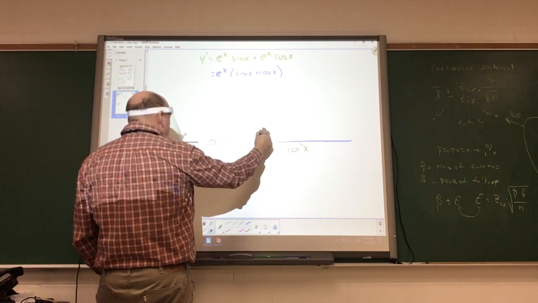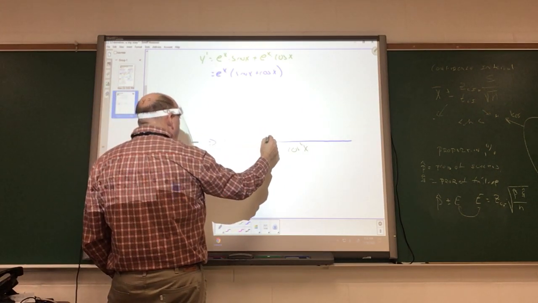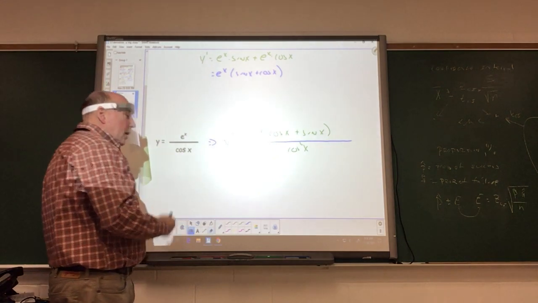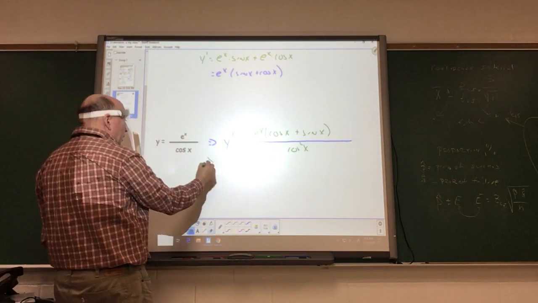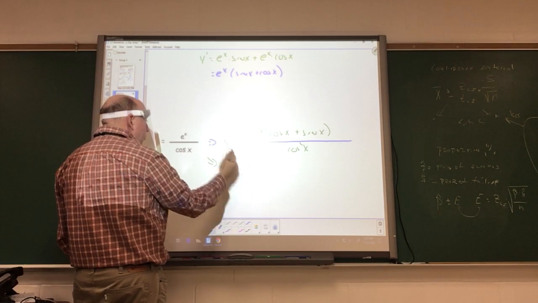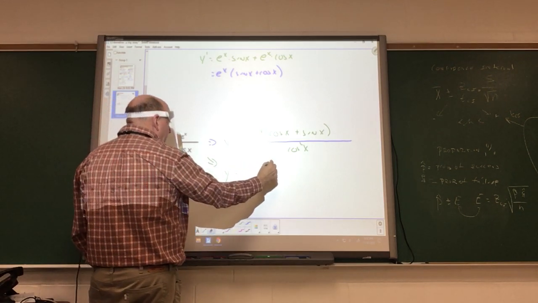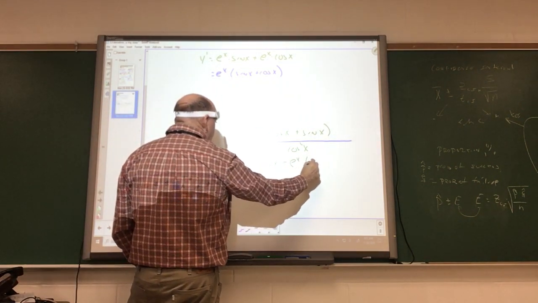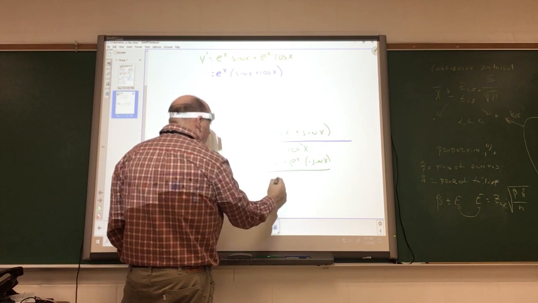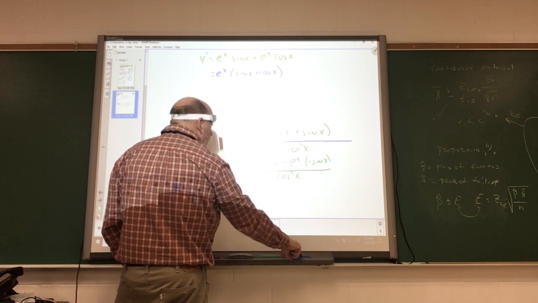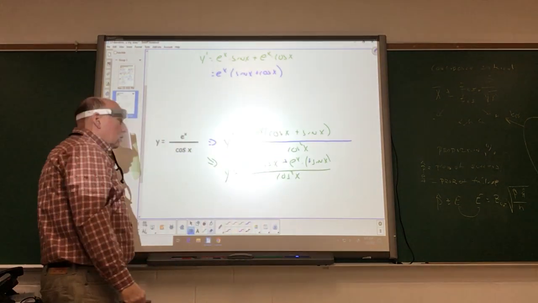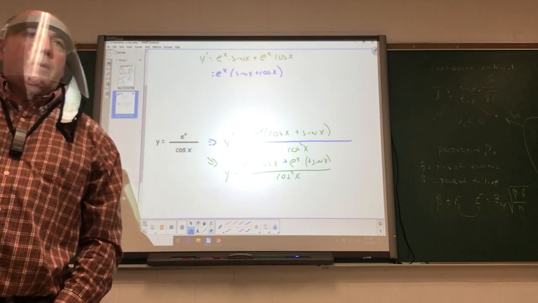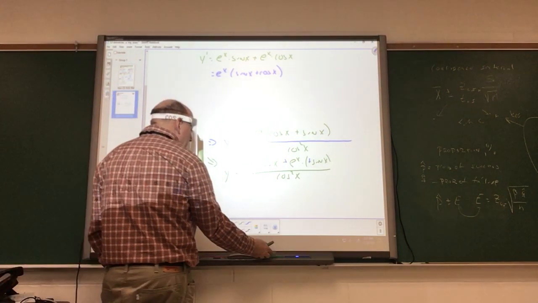So he went e to the x and the quantity of cosine of x plus sine of x. Okay, and if you factored that out, it's fine. If you leave it in an unfactored form, we have derivative of the top, e to the x, times the bottom, cosine of x, minus the top, e to the x, times the derivative of the bottom, negative sine of x, over the bottom squared. These negatives will cancel out to give us e to the x cosine of x plus e to the x sine of x over cosine of x. Once again, I would accept either.